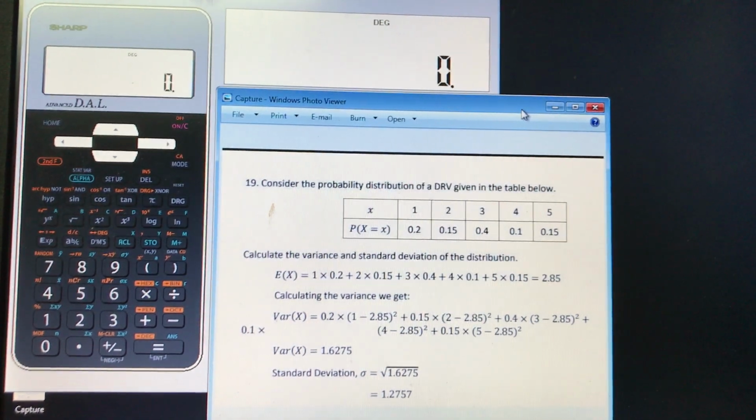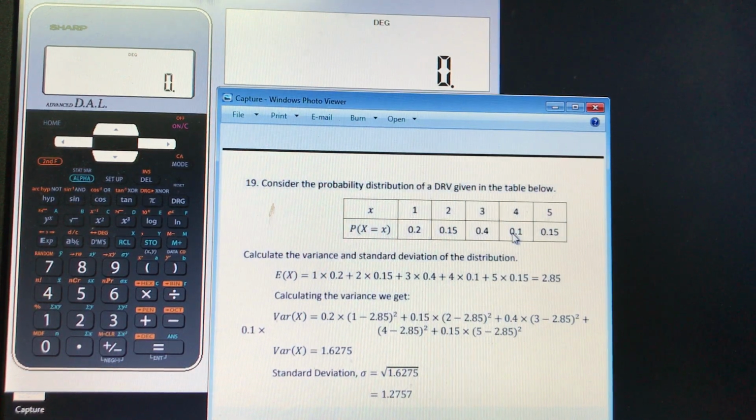Alright guys, so here's a quick video on how to use the Sharp calculator to calculate the expected value, the variance and the standard deviation of a probability distribution. So we're going to look at this discrete distribution here where it's 1, 2, 3, 4 and 5 and our probabilities are 0.2, 0.15 and so on.